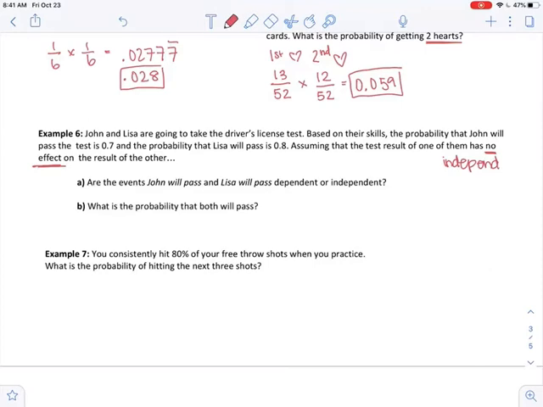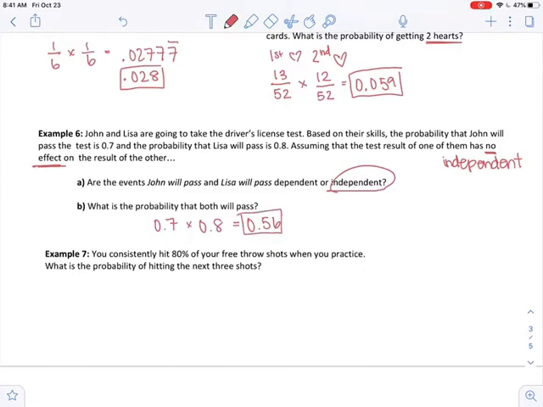So for A, are the events that John will pass and Lisa will pass dependent or independent? You should circle independent. Now, what is the probability that they both will pass? So we're going to take both of their probabilities and multiply them together, and we're going to get 0.56.